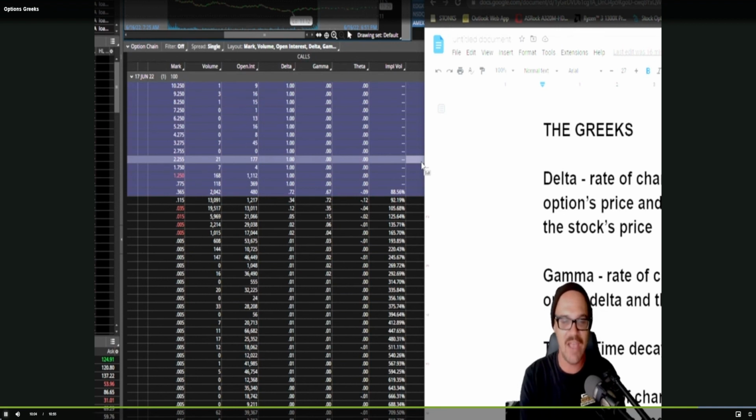And lastly, Vega is the rate of change between the option value and the stock's implied volatility. I'll get into that in a separate video because I'd like to talk more about implied volatility. But this is just a basic introduction into the Greeks and how they affect option pricing.